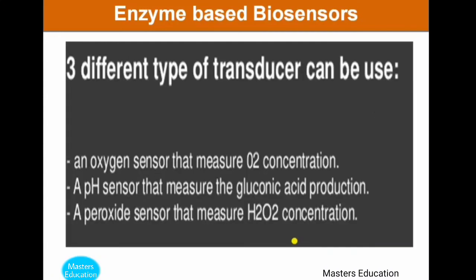Now, there are three different transducers, and any of the three can be used for detecting the glucose level. The first is the oxygen transducer, also called the oxygen sensor, which measures oxygen concentration. The second is the pH sensor, which measures the gluconic acid production level, and the third is the peroxide sensor, which measures the H2O2 level or concentration. This is all about a glucometer, or enzyme-based biosensor.